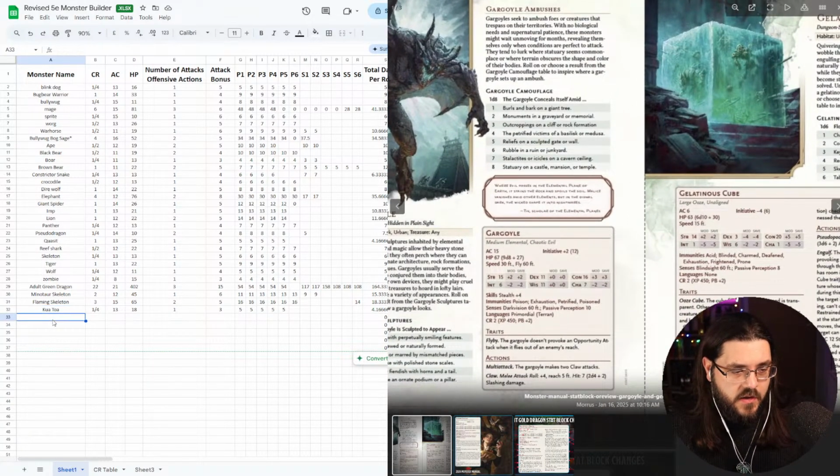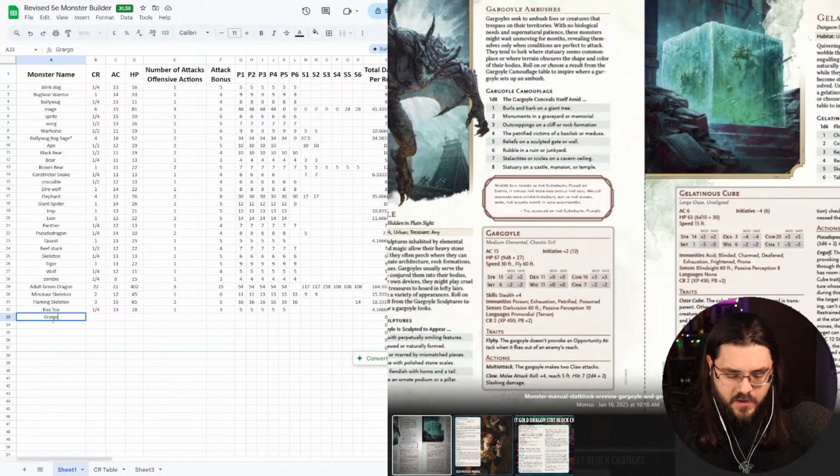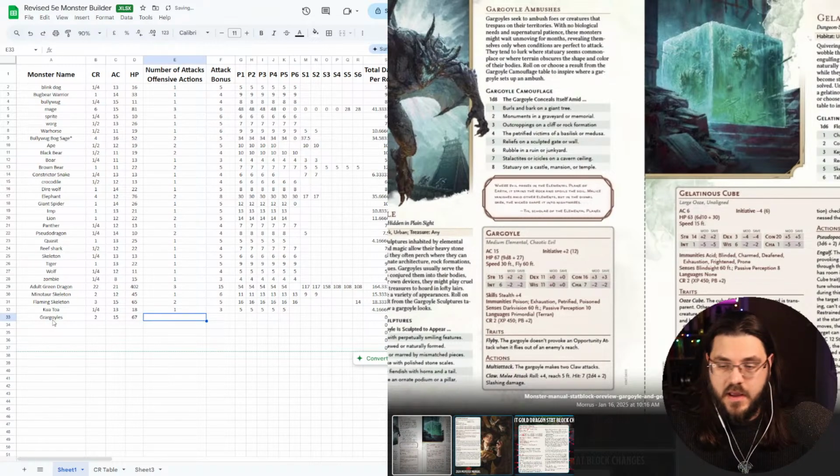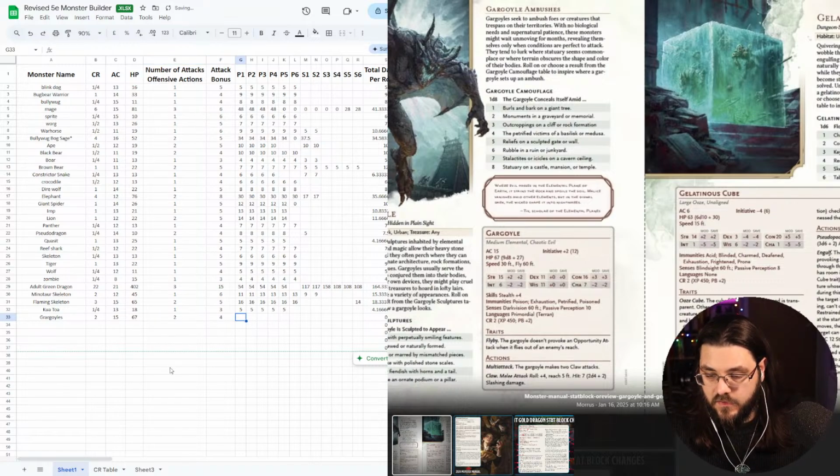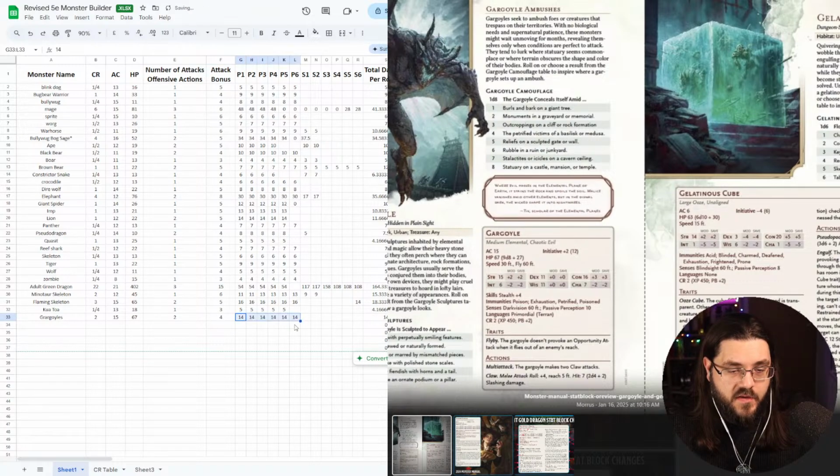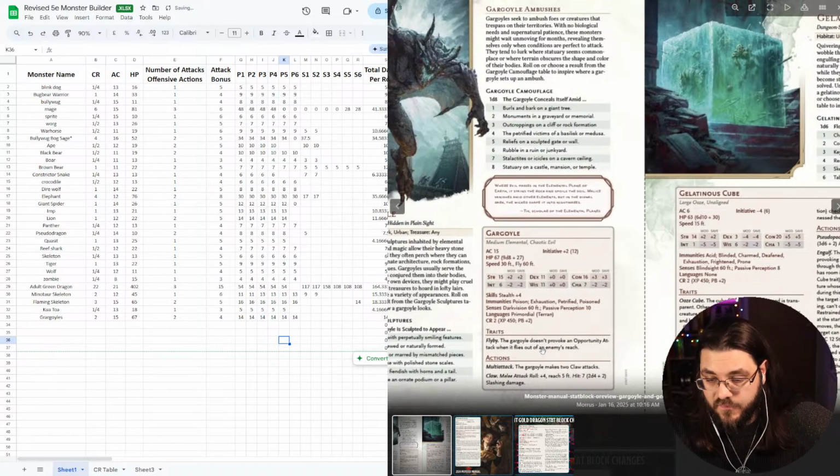Gargoyles. Hello, gargoyles. It's going to be CR2. That is AC 15, 67 hit points. It makes 2 claw attacks. They are +4 to hit, and they deal 7 points of damage. So that is 14 points of damage in their primary attack per turn. It can fly, doesn't provoke attacks of opportunity.